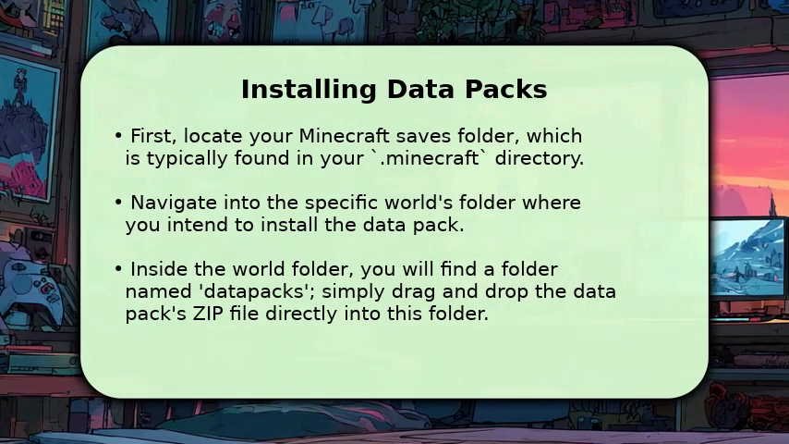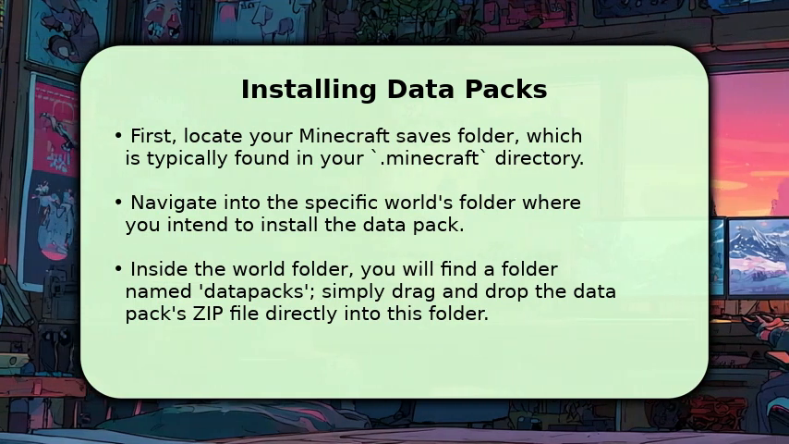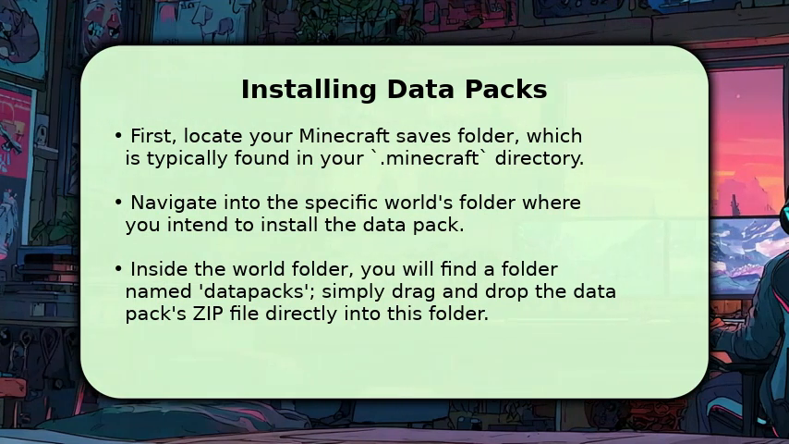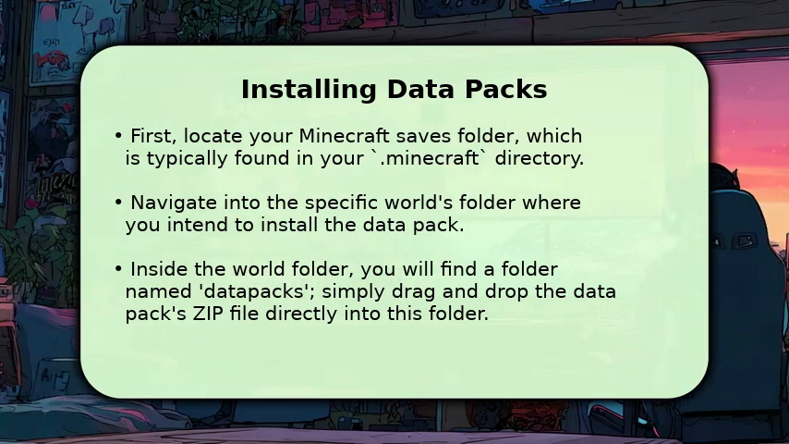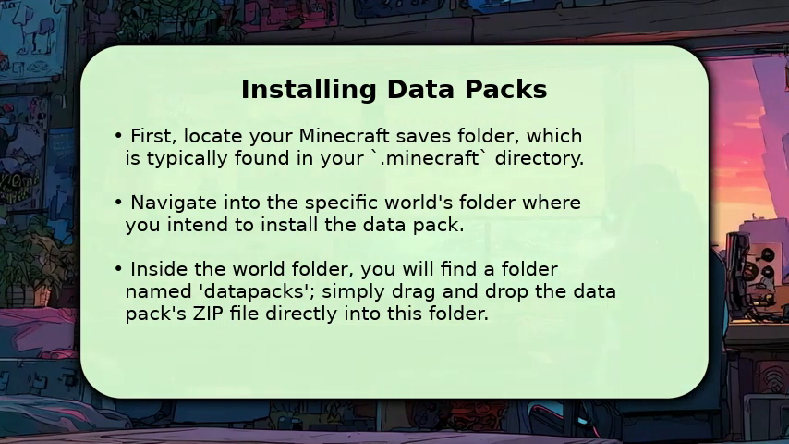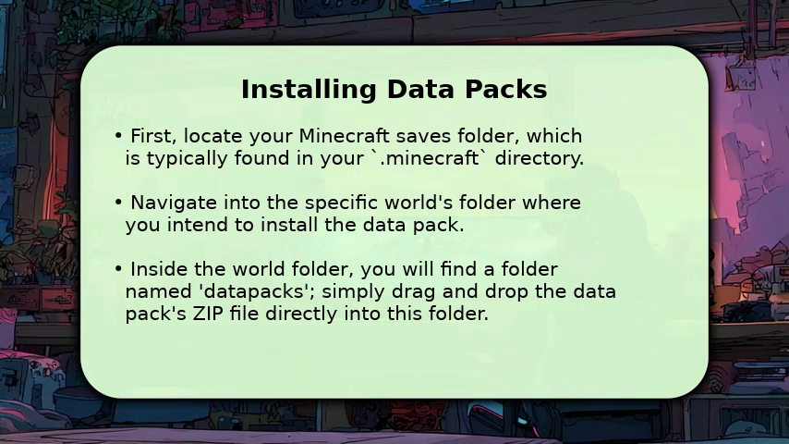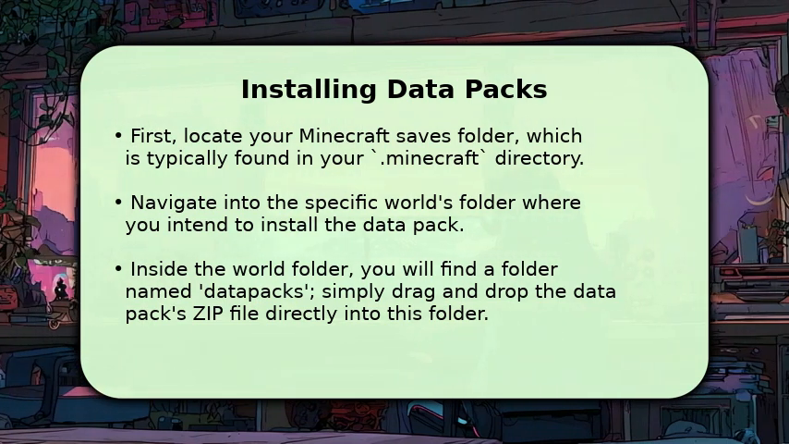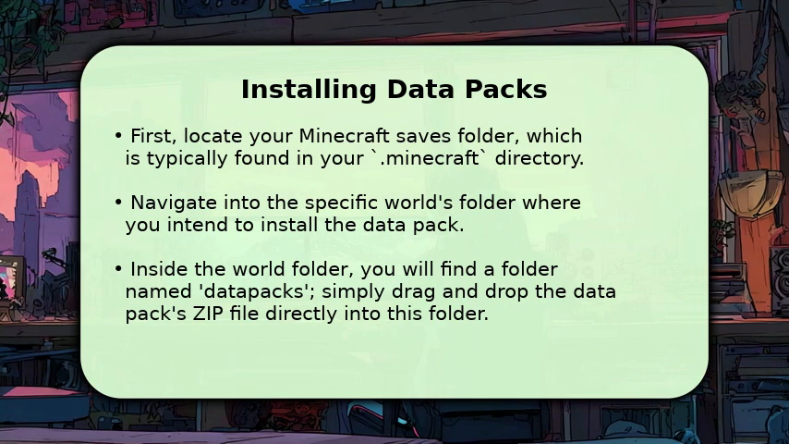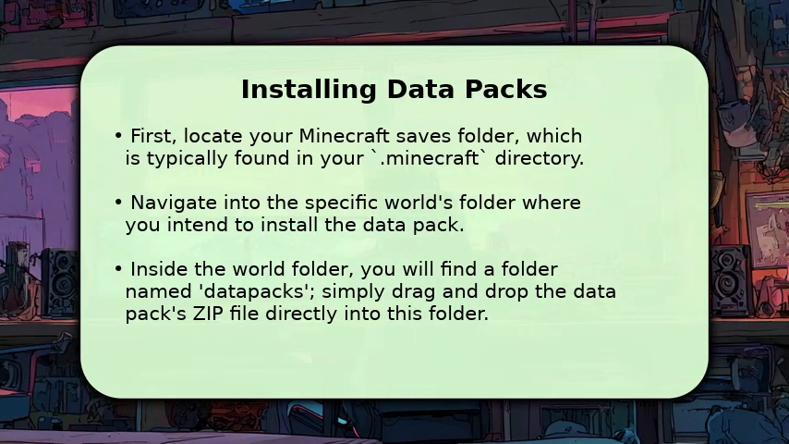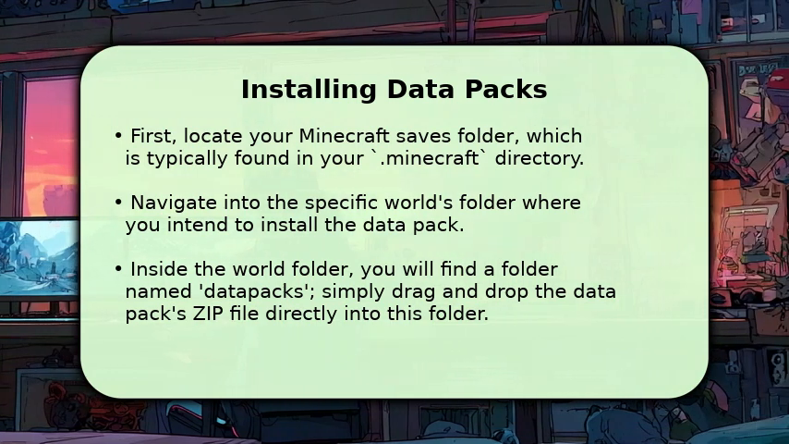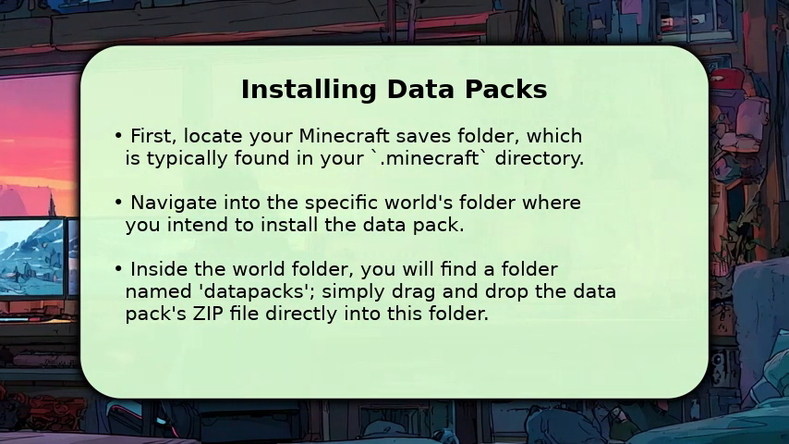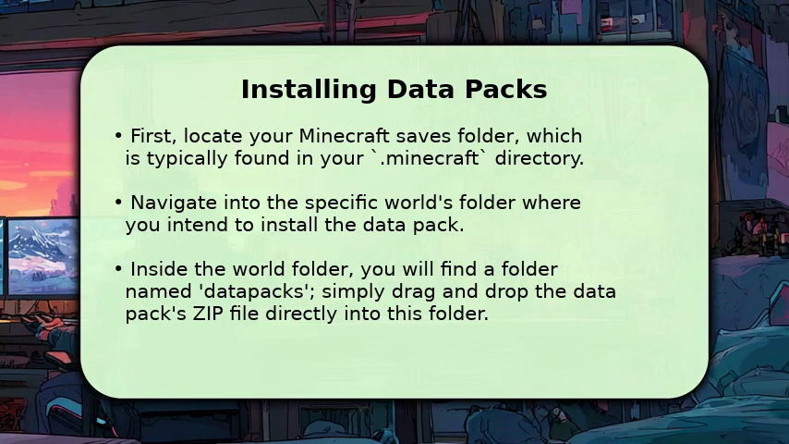Start by locating your Minecraft saves folder. This is usually within your Minecraft directory, which you can often access by typing %appdata% into your Windows search bar. Next, open the folder for the specific world where you want to add the data pack. Inside that world's folder, you'll see a data packs folder. Just drag and drop the entire data pack zip file into it, no need to extract it.